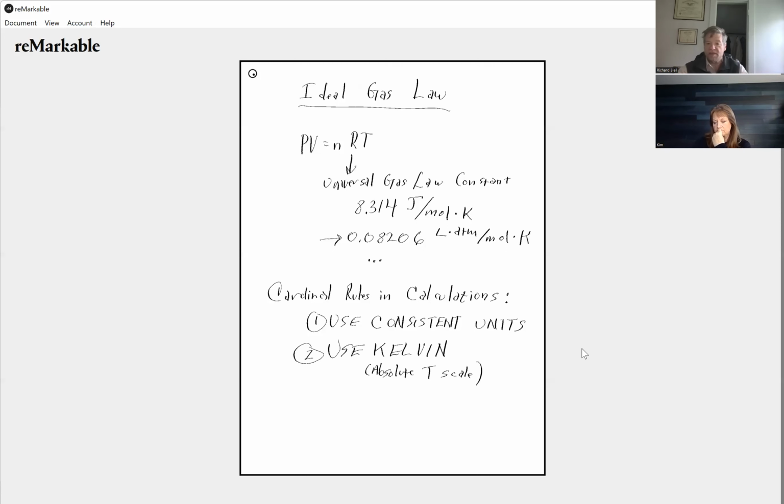Now, with the ideal gas law, PV equals nRT, we can derive every other relationship we need, and I'm going to show you how.